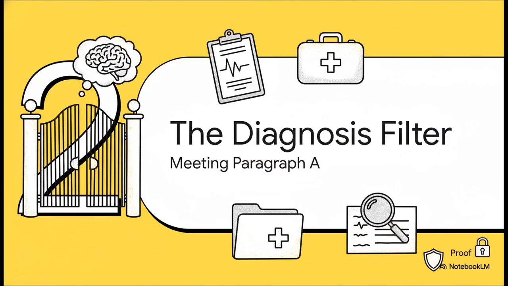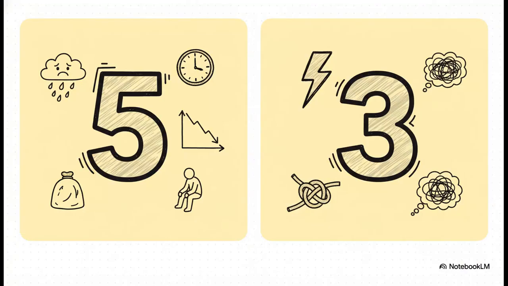First up is that diagnosis filter, paragraph A. This gate is all about one thing, medical proof. Your doctor's notes, your official diagnosis, those are the keys to get through this gate. You have to prove, right there on paper, that your condition meets the SSA's official definition. And right away, we hit a really key difference. The rules are not the same for every diagnosis.